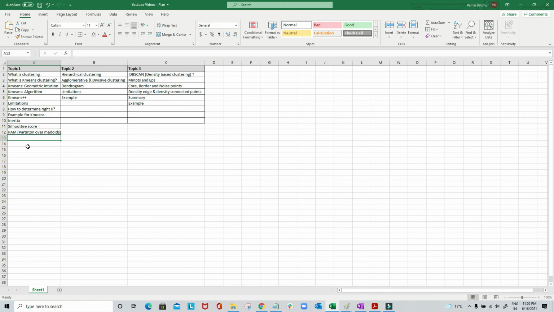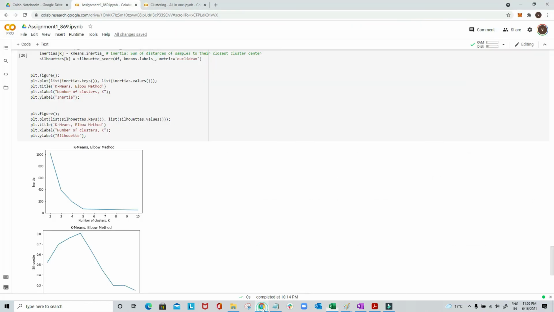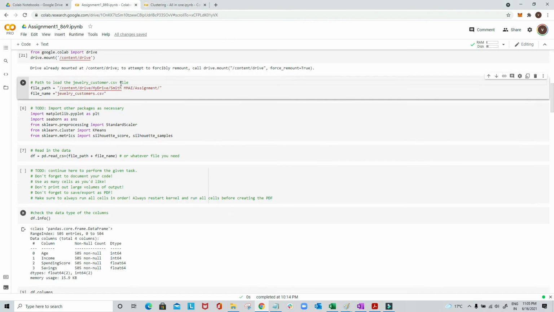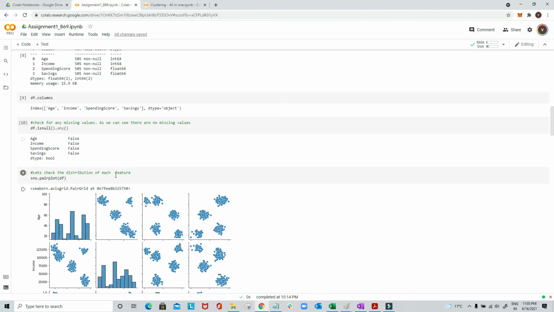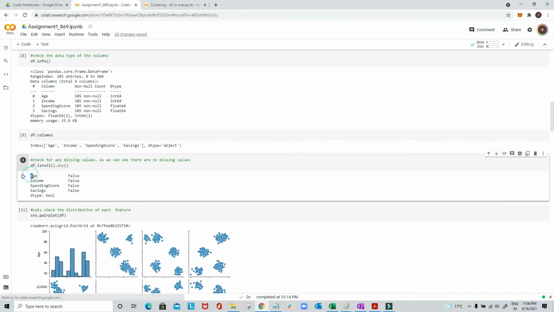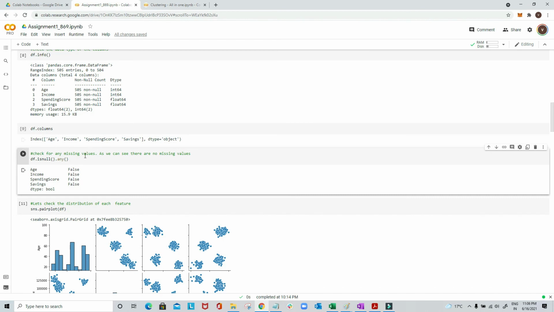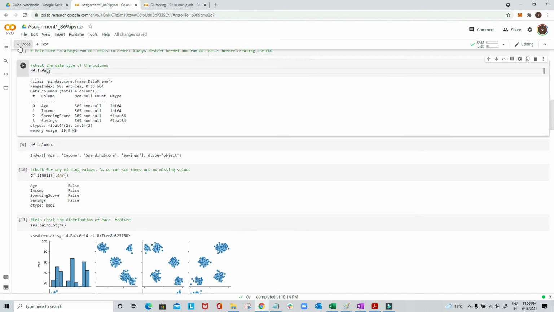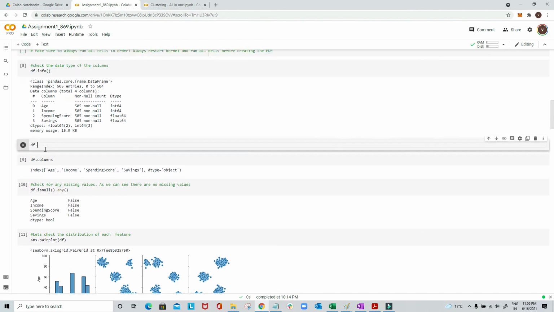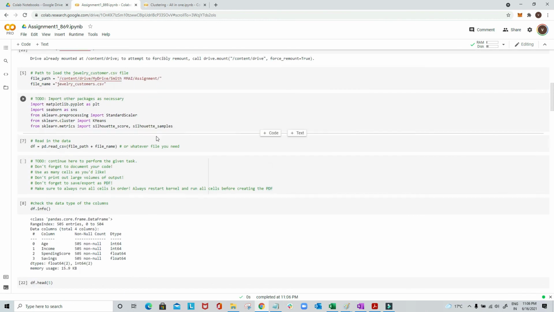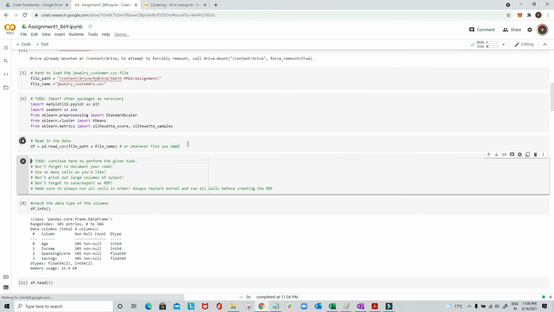Now let's look at examples of how this process is achieved. Imagine I have a data set which has age, income, spending score, and savings. Let's look at how the data set is. df.head(5). Let me read the data again.